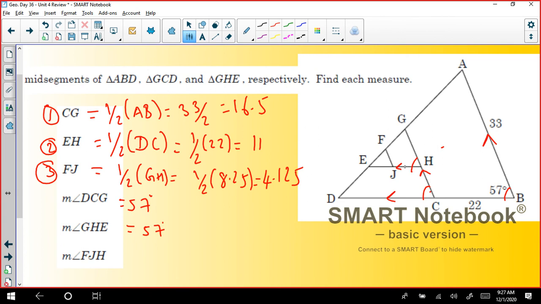Same way, this line is also parallel to FJ, and these two are corresponding angles. FJE is corresponding to GHE, so this is also equal to 57 degrees. I hope this is clear. Let's see the next slide.